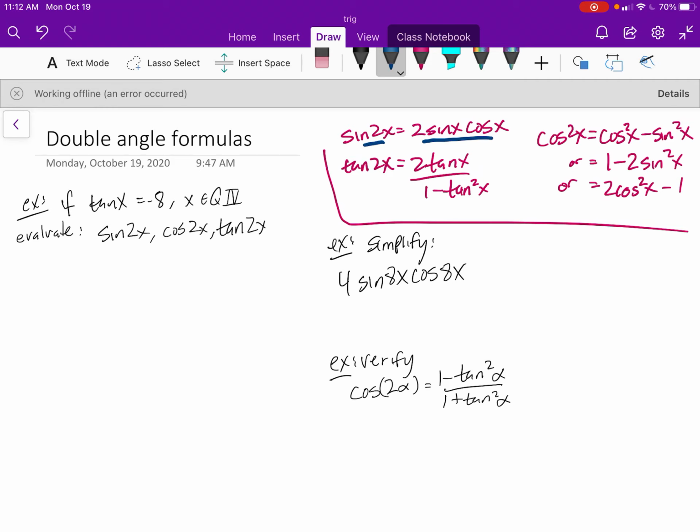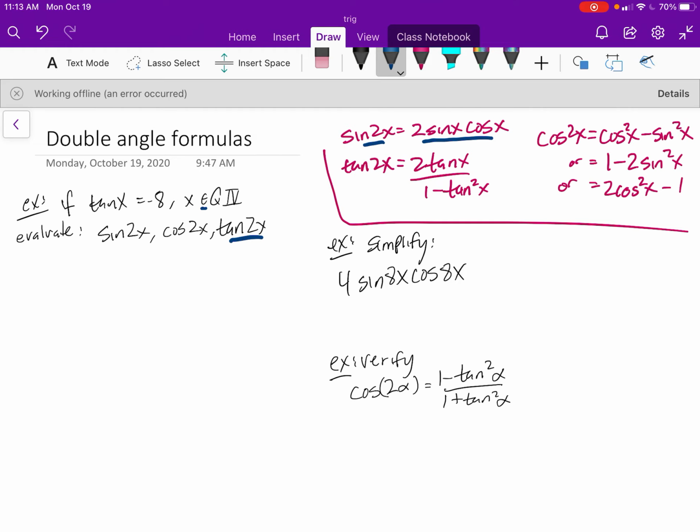So let's look at this first example: tan x equals negative 8, x is in quadrant 4. Evaluate sine 2x, cosine 2x, tan 2x. All we are given is tan x. Well, looking at tan 2x, we could go ahead and solve that one now because we have tan x. We plug it in the formula and go.